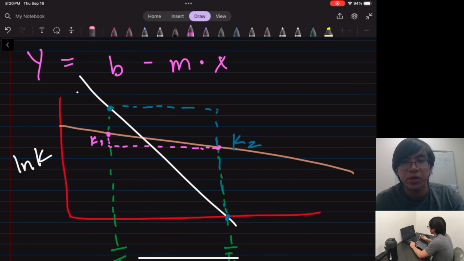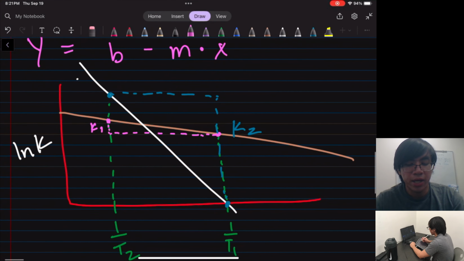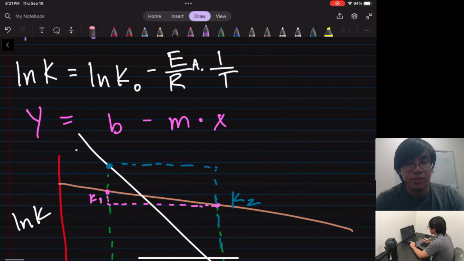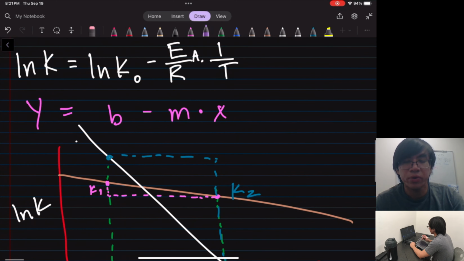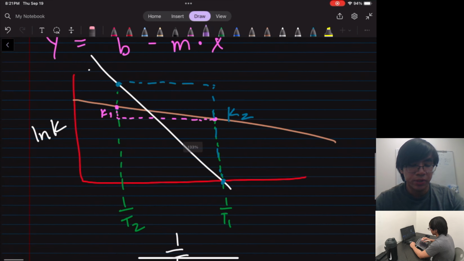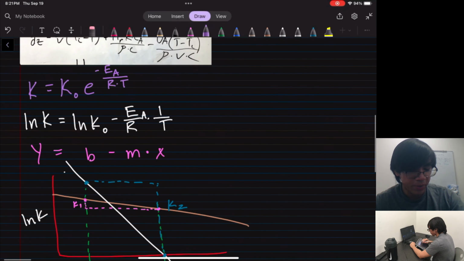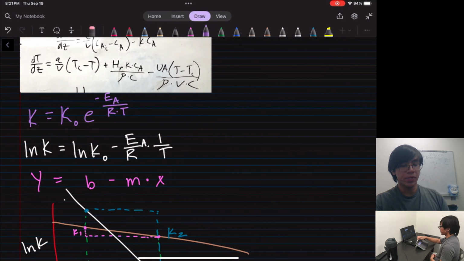So again, our m, our constant here, is our slope, and with a higher slope, we have a higher activation energy, because remember that dividing by R is just a number, so eventually that slope is just a number. So yeah, I think that's all I want to say about Arrhenius law.